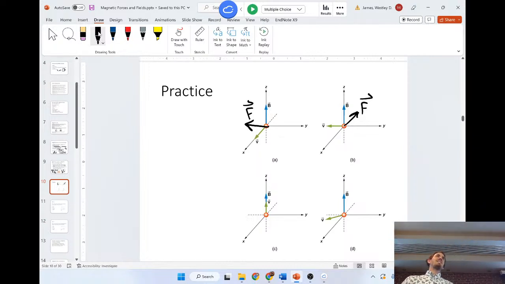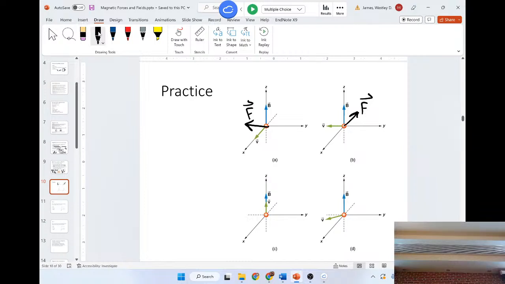Ooh, the next one's nice. Point my hand in the direction of V. I can't swing it towards B. They're pointed the same way. We already answered this question. It's zero. They're parallel to each other.